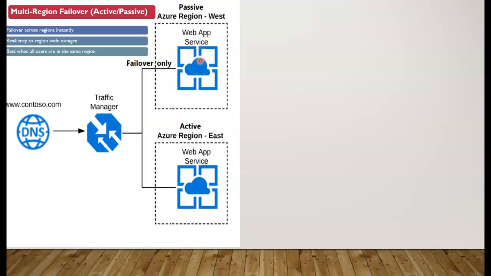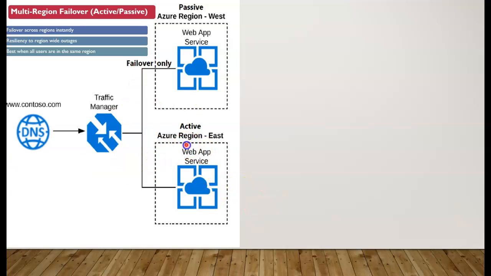So this kind of active passive multi-region deployment is really best when all of your customers or users are in the same region as well. And the reason for that is because if you're going to have all your traffic going to just one active region, it's best that region be where all your users are, so they all have lowest latency to your data centers.